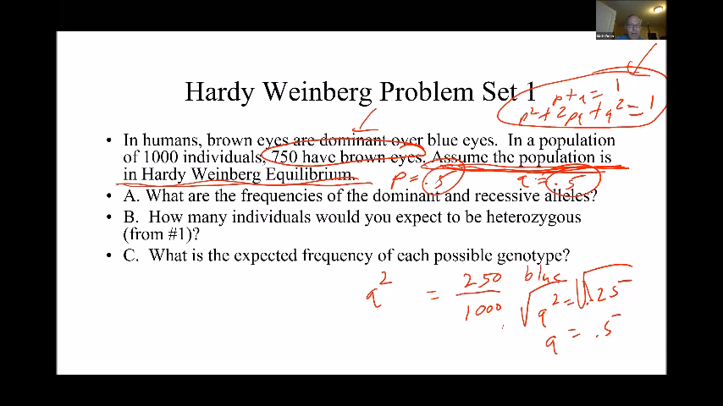Part B, how many individuals would you expect to be heterozygous? Remember that heterozygous is 2PQ. It's this part of the equation. So let's multiply 2 times P times Q.